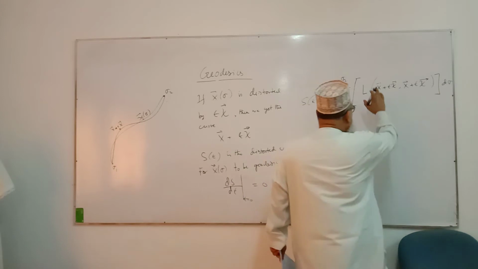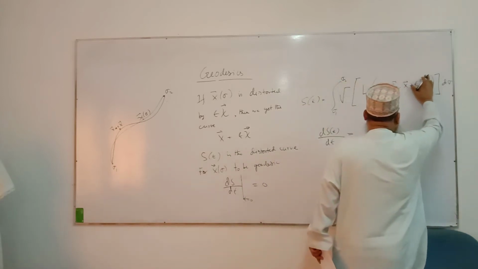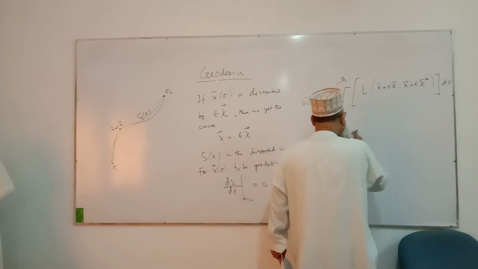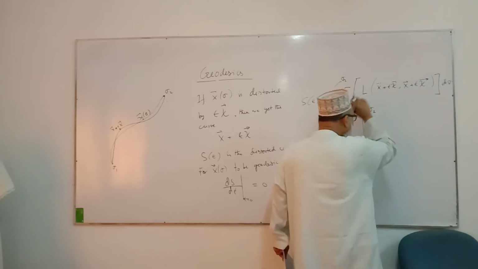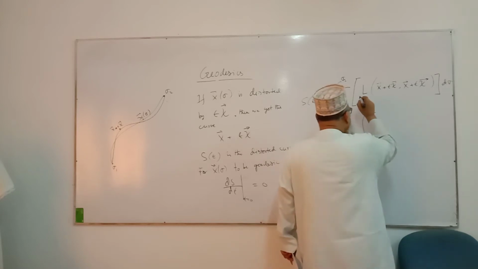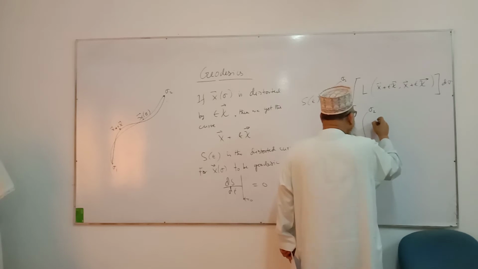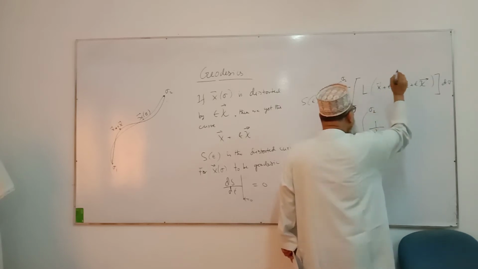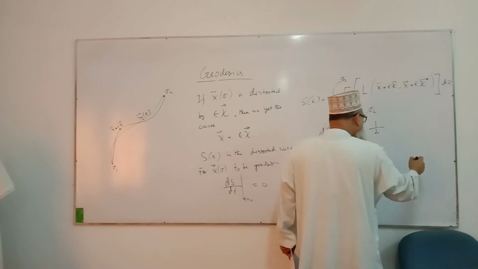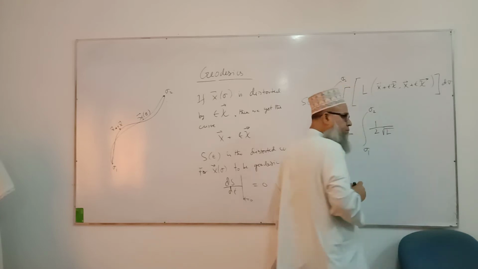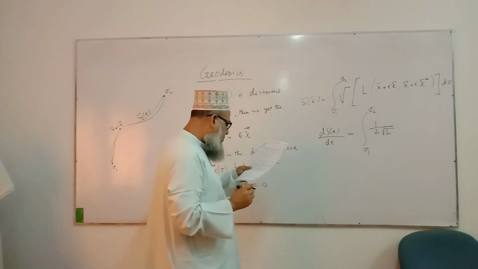You don't have to think much about this. What is this? Root over L. If you differentiate within the bracket, you can do that. L to the power half, on differentiation, gives half L to the power half minus 1, that is L to the minus half, so here it will be root over L.